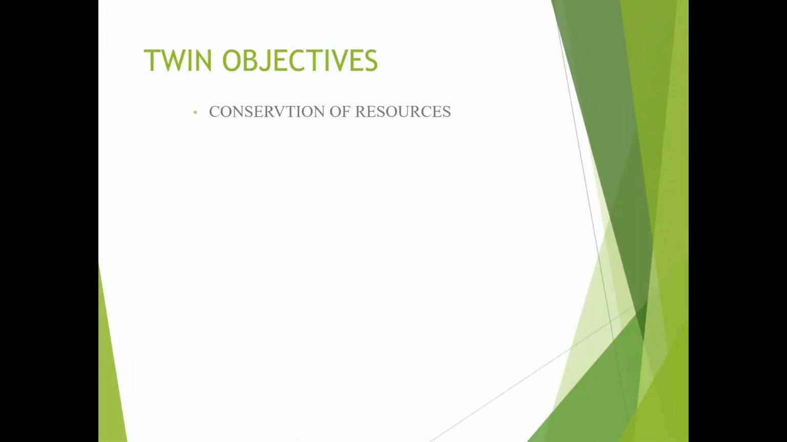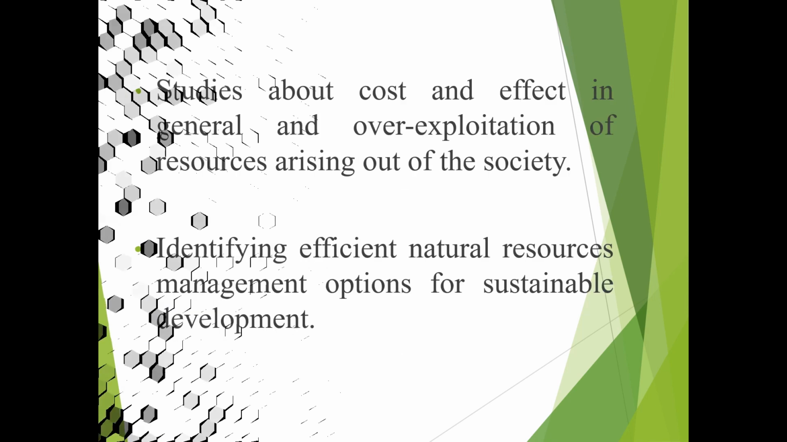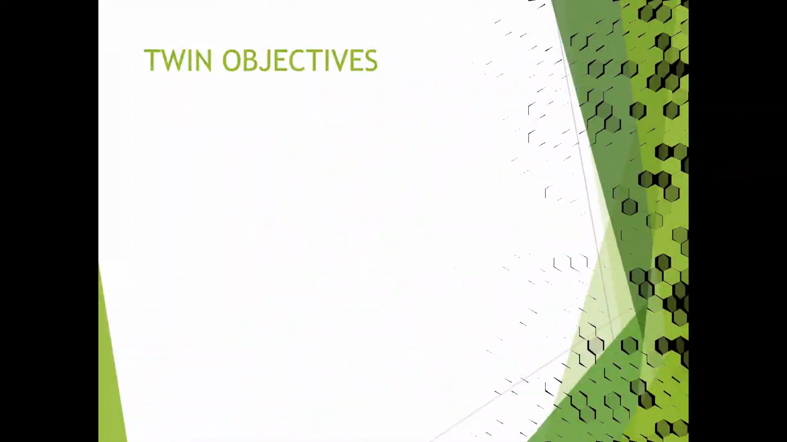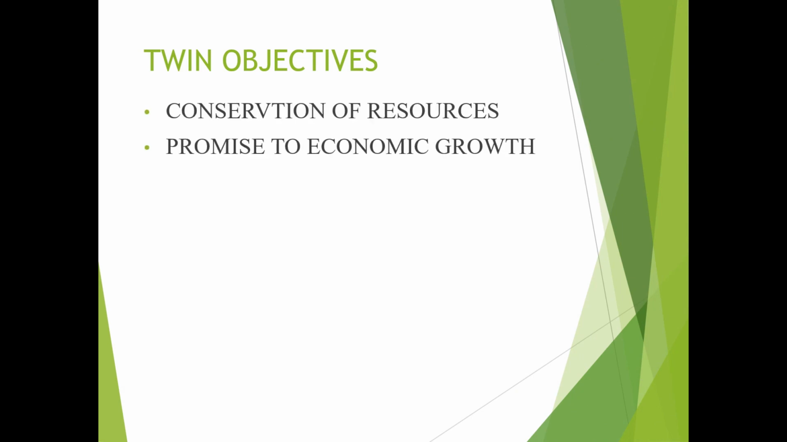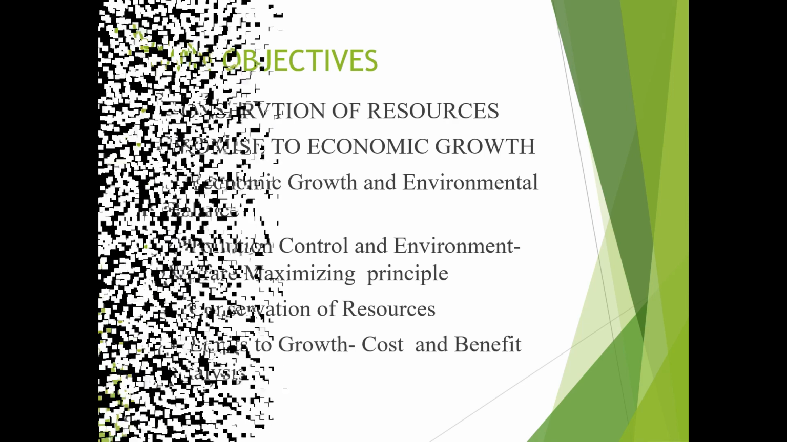These are the twin objectives of environmental economics. Number 1, conservation of resources, and number 2, promise to economic growth. And these twin objectives can be achieved through the following ways: economic growth and environmental balance, pollution control and environment welfare maximizing principle, conservation of resources, and limits to growth by cost and benefit analysis.